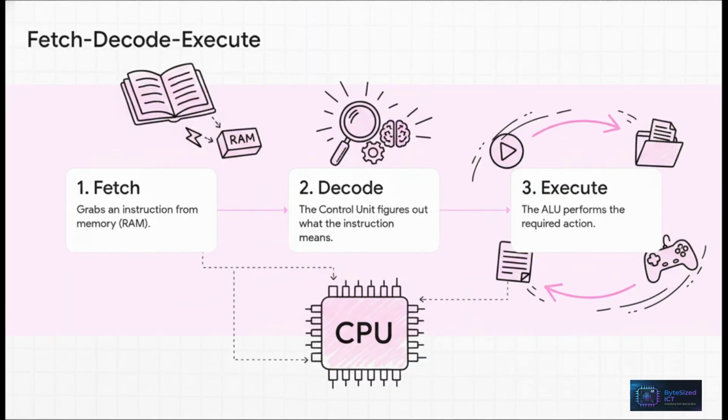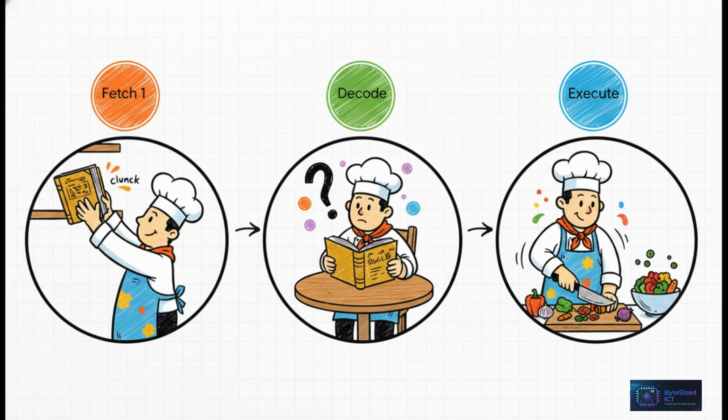Well, at its core, the CPU runs on a really simple but incredibly fast three-step loop. First, it fetches an instruction from memory. Think of it like grabbing the next item on a to-do list. Then, it decodes that instruction to figure out what it's supposed to do. And finally, it executes the command. And this simple cycle, fetch, decode, execute, repeats billions of times every single second. It's kind of wild.